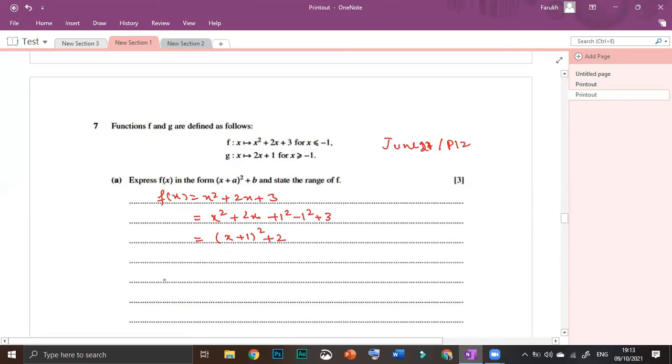This one is the complete square. To write down the domain, we should have the sketch of this function in our mind. We will draw this function. The line of symmetry is x plus 1 is equal to 0, x is equal to minus 1.